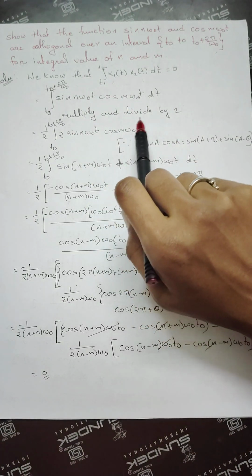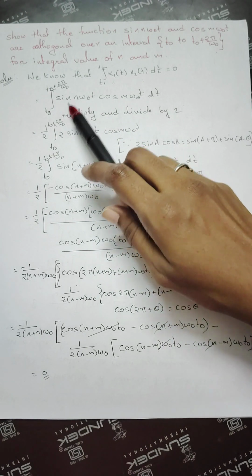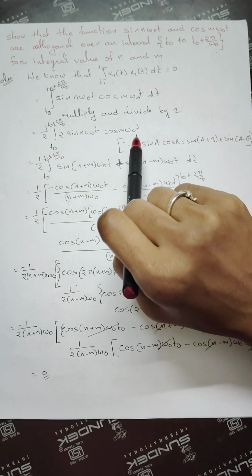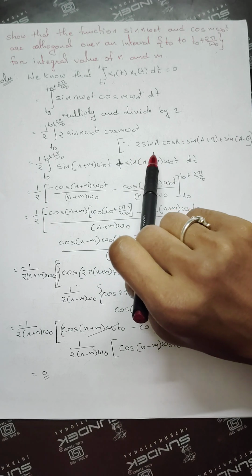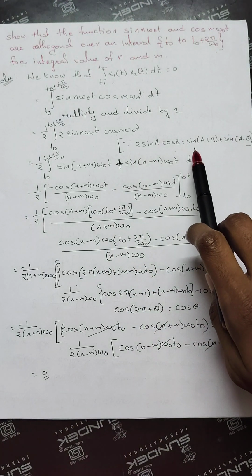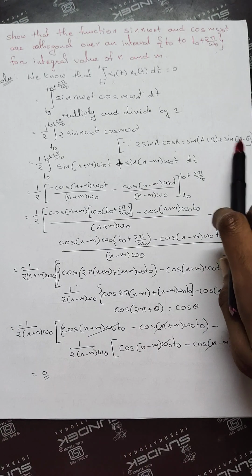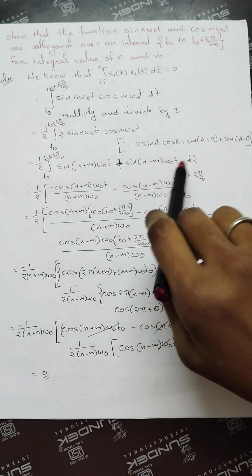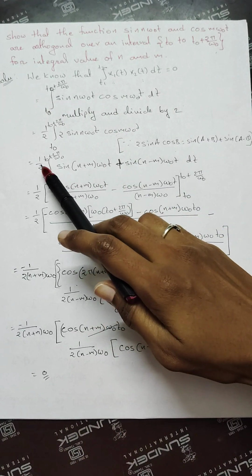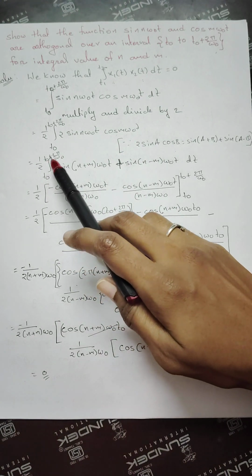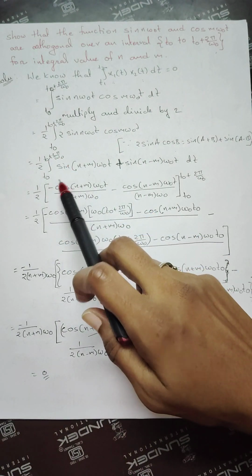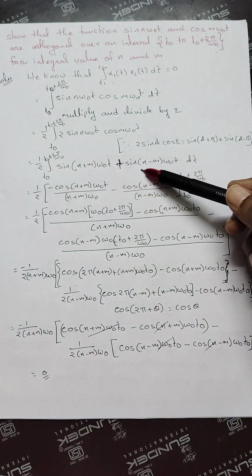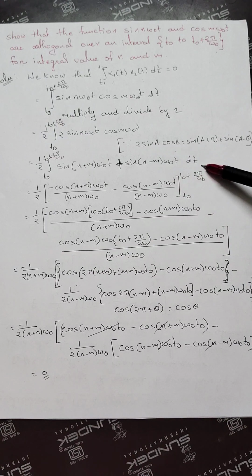Here multiply and divide by 2. The term 2 sin(n omega naught t) cos(m omega naught t) is in the form of 2 sin A cos B, which is nothing but sin(A plus B) plus sin(A minus B). So we write this as 1 by 2 common, integral from t naught to t naught plus 2 pi by omega naught of sin((n plus m) omega naught t) plus sin((n minus m) omega naught t) dt.